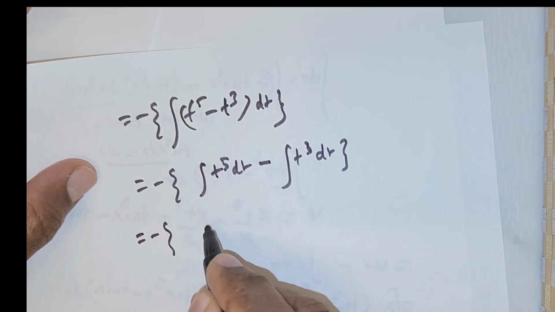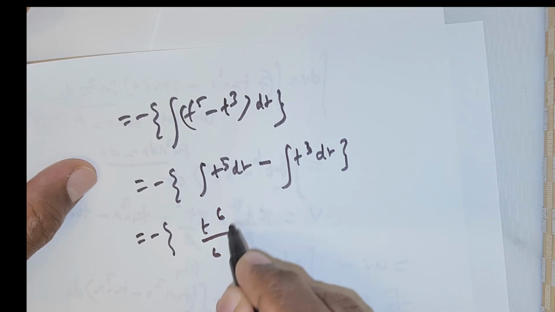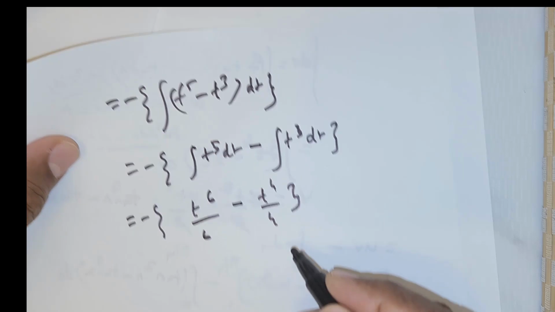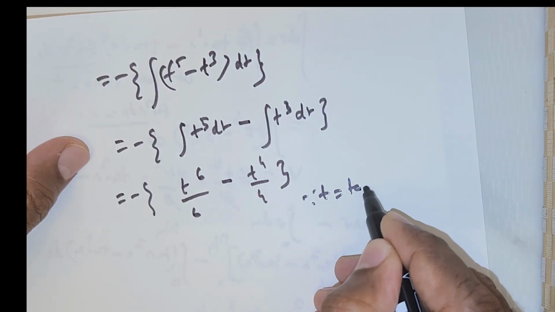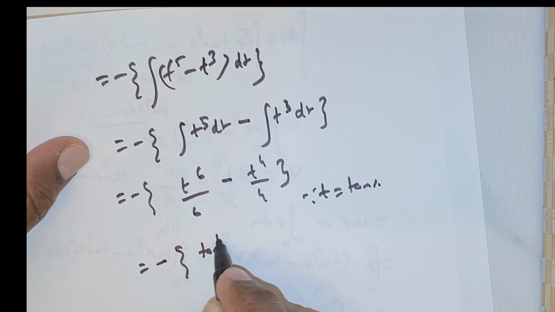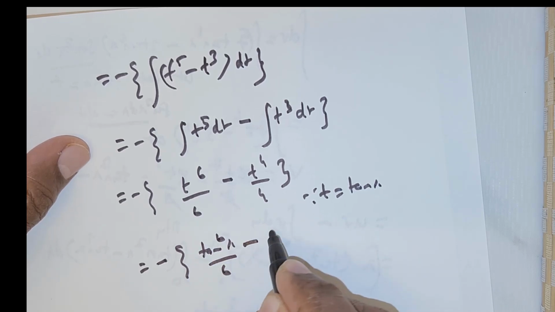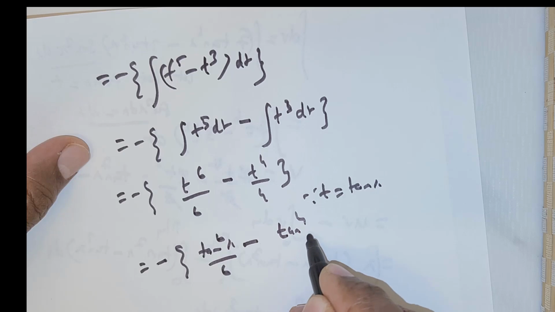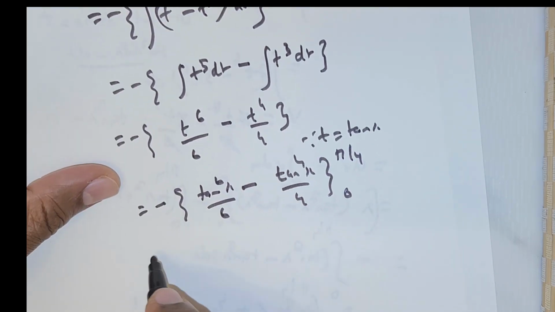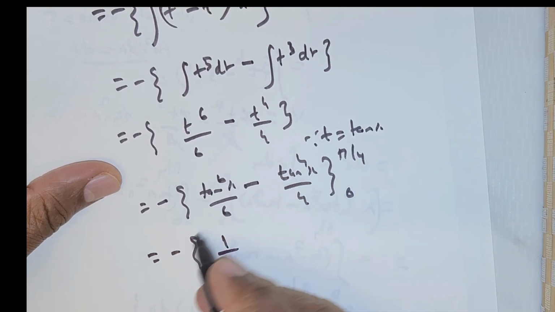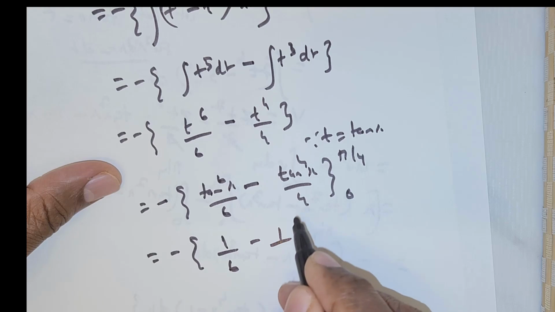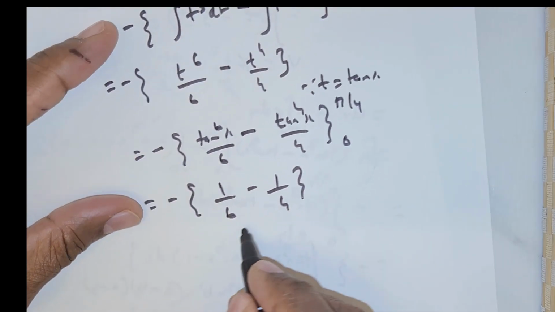So t power 5 integration is t power 6 over 6, t power 4 over 4. But my t is nothing but tan x. So this is going to be negative of tan raised to the power of 6x over 6, negative tan raised to the power of 4x over 4. The limits are 0 to pi over 4. So this is going to be negative. You substitute the upper limit. This is tan 45, so you get 1 over 6, similarly followed by 1 over 4.